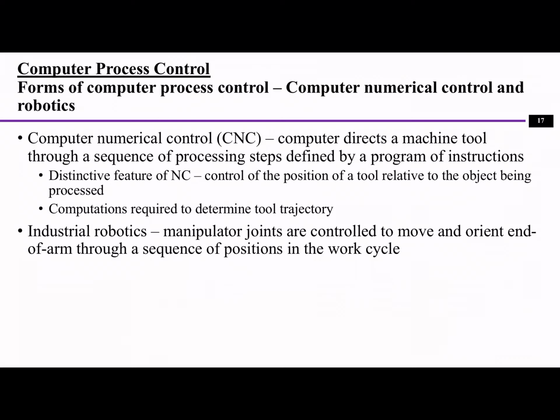Another one is industrial robotics. So industrial robotics is different from CNC control. It is made of manipulator joints, right? With different joints, it can actually move with more movement space compared to CNC. And they can conduct a sequence of positions in a work cycle.